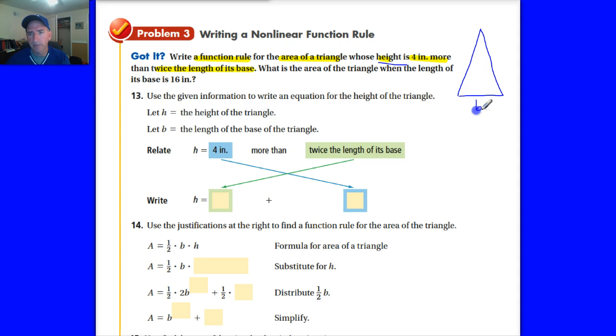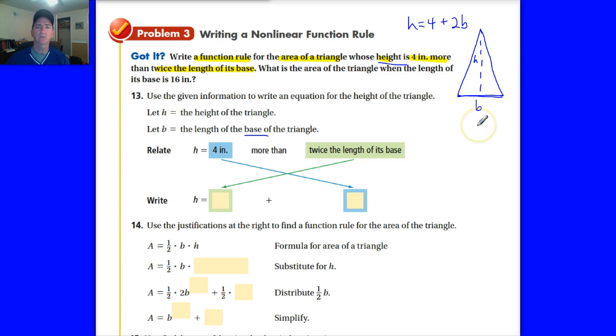Okay, so let's use the letter B to represent the base. They do that down here because I know that's coming. And let's let this be the height. All right, so h is the height, and they tell us that the height is 4 more than twice the base. So if you take two of these bases and you stack them up and add 4, you'd have the height. So it's not perfectly to scale, but you get the idea, I hope.